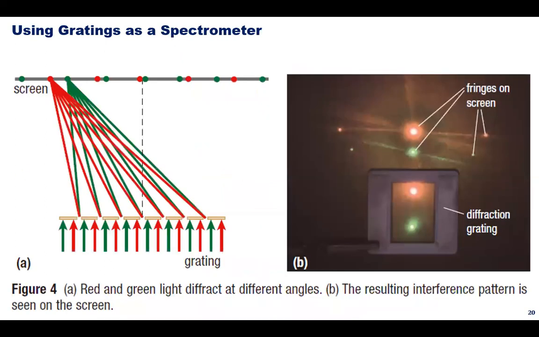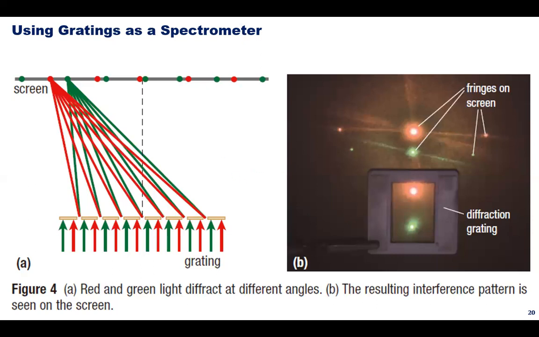Okay, next, let's have a look at the concept of using gratings as a spectrometer. When light of different wavelengths is incident on a diffraction grating, each wavelength produces diffraction peaks in different directions. This makes a diffraction grating a powerful tool for separating light of different wavelengths.